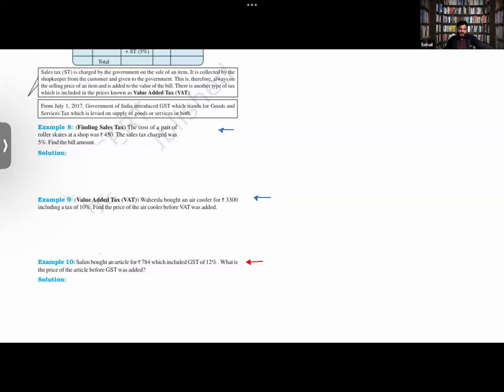No. See, the question says Salim bought an article for this much, which already included GST of 12%. So 94 rupees was already included in it now. Suppose there was a cost price of it, initial cost price X, we added GST to it, then it became rupees 784. So we added 94.08 as GST, so you will simply be subtracting it. X will be 784 minus 94.08. Okay? Yes, sir. Okay, so hope that clears it out.